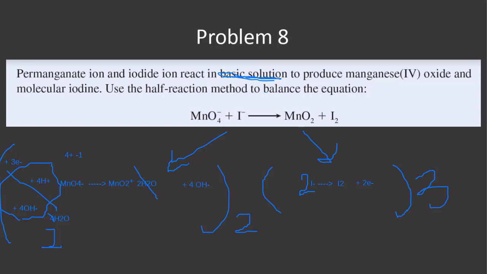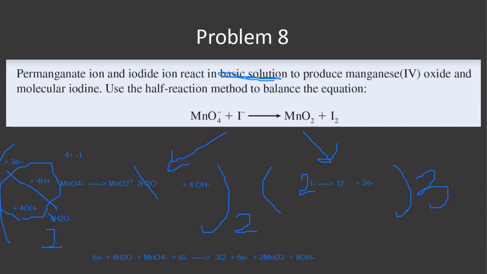2 MnO4 minus plus 3 I minus... yields 3 I2 plus 6 electrons plus 2 MnO2 plus 8 OH minus.